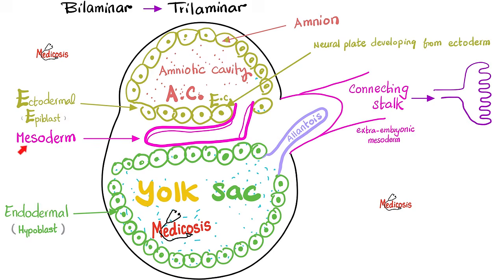Meso means mid, just like your jokes. This is the connecting stalk, which is extraembryonic mesoderm, which will connect you to the chorion and placenta. Later, you will see the umbilical cord growing near this area. Bulging out of the yolk sac's endoderm is the allantois, which will connect the apex of your urinary bladder to the umbilicus.